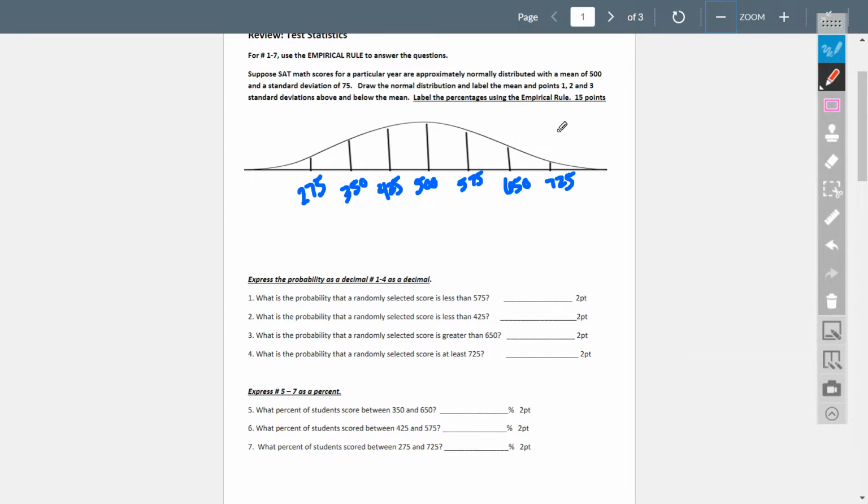The percentages in between each one of these: 34%, 13.5%, 2.35%, and 0.15%. On the other side, 34, 13.5, 2.35, 0.15. Now that we have our percentages, we can answer any of these questions.